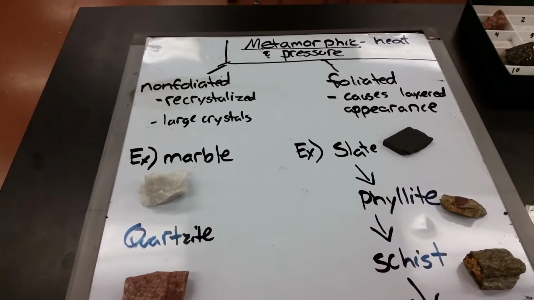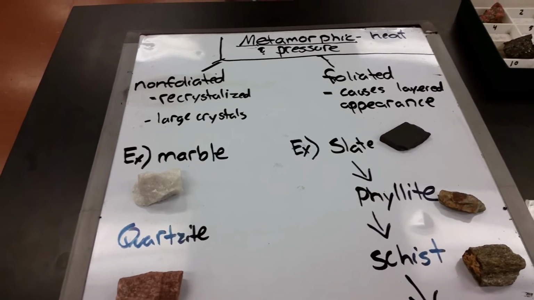So that's our metamorphic rocks. And again, the metamorphic rocks, we had foliated and non-foliated in all of our different examples.